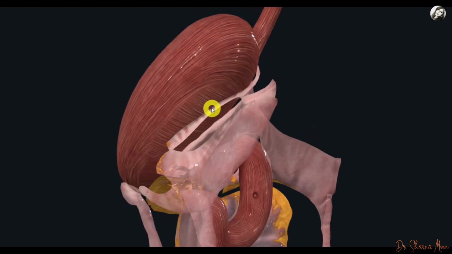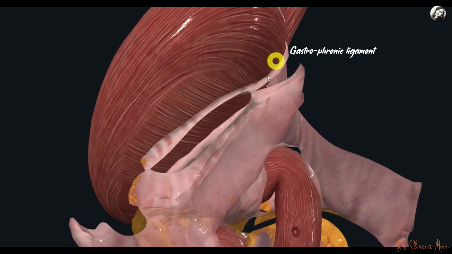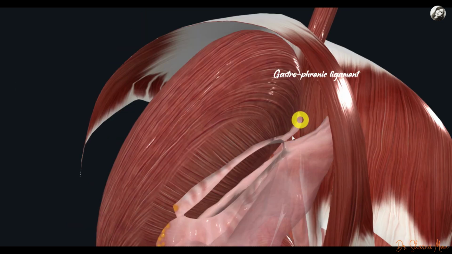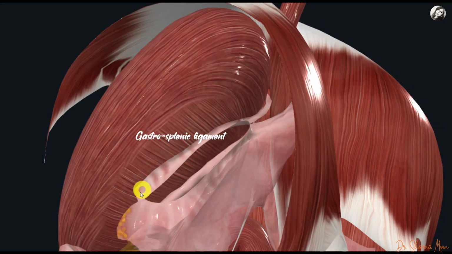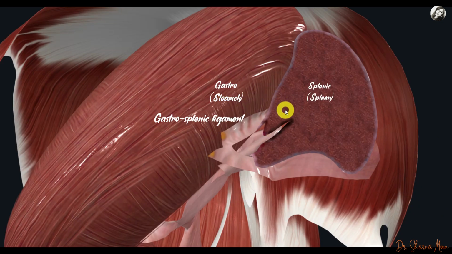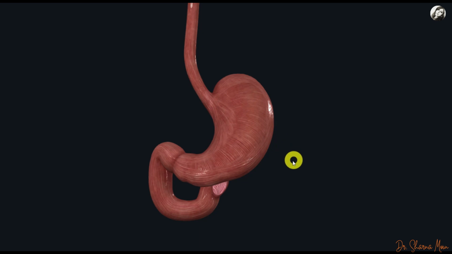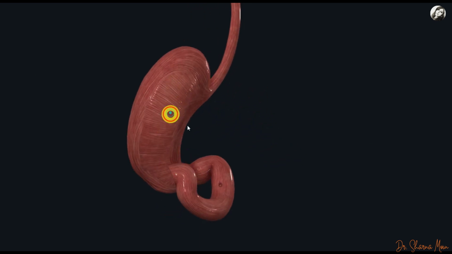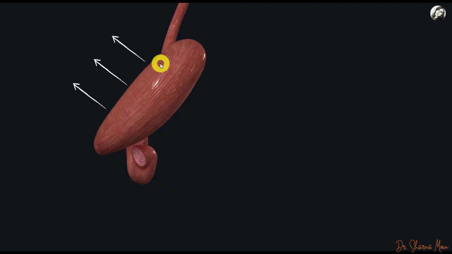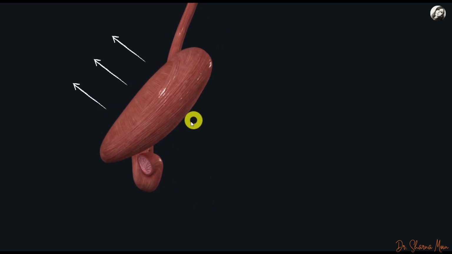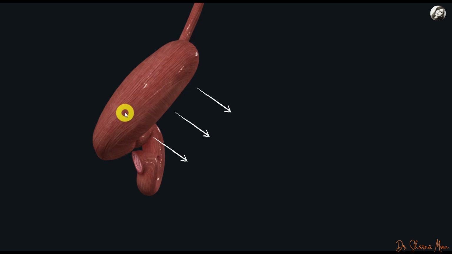And also, this curvature gives attachment to the gastrophrenic ligament and gastrosplenic ligament. This is the gastrophrenic ligament, the name says it all: from the stomach to the diaphragm. And this is the gastrosplenic ligament, between the stomach and the spleen. Then we have 2 surfaces, the Antero-superior surface and the Postero-inferior surface. Antero-superior surface faces forward and upward, and the Postero-inferior surface faces backward and downward.